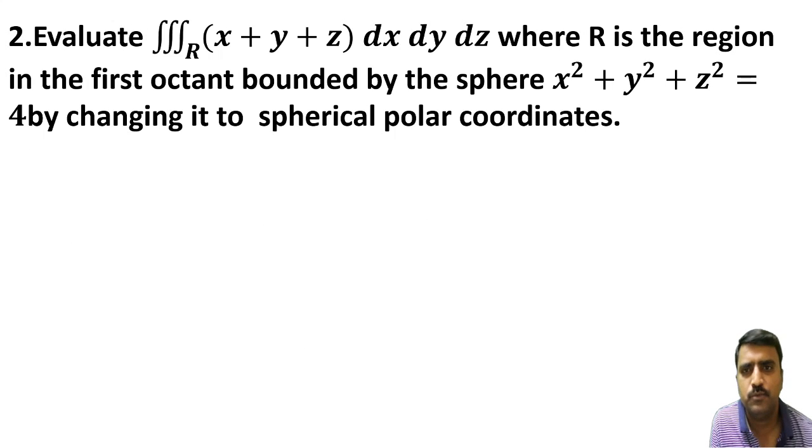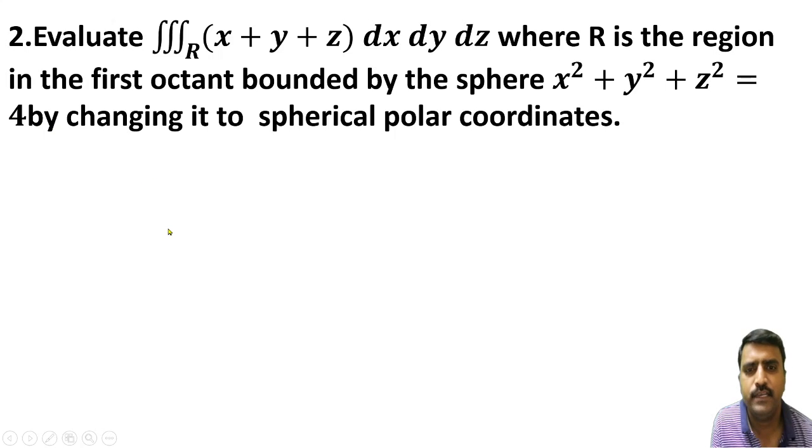Similarly, you see one more problem. Evaluate the triple integration over R of x plus y plus z dx dy dz, where R is the region in the first octant bounded by the sphere x square plus y square plus z square is equal to 4. 4 can be written as 2 square. So it is x square plus y square plus z square is equal to 2 square. It is a sphere with center origin and radius 2.